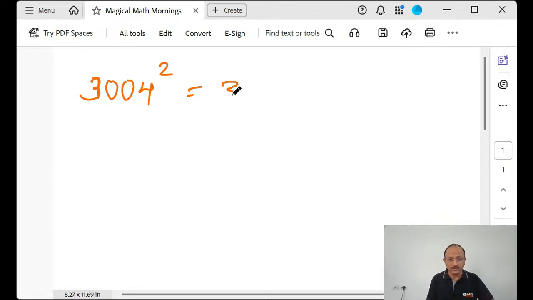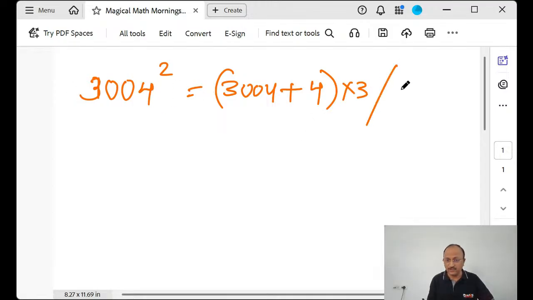What we do? 3004 plus the deviation is 4, correct? No? The base is 3000. Therefore, plus 4 we do. Into what we should do? It is 3000. Therefore, we should multiply by 3. And right hand side, the deviation is 4. So 4 square we will do. 3004 plus 4 is 3008. Into 3 is 9024. And 4 square is 16.